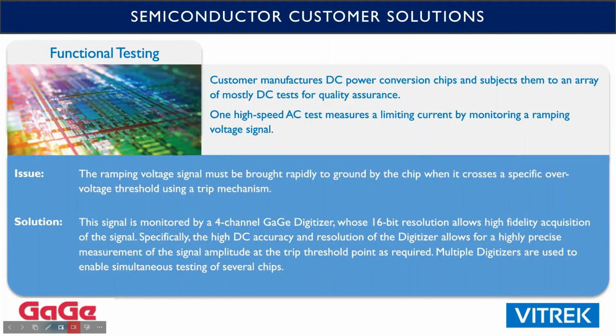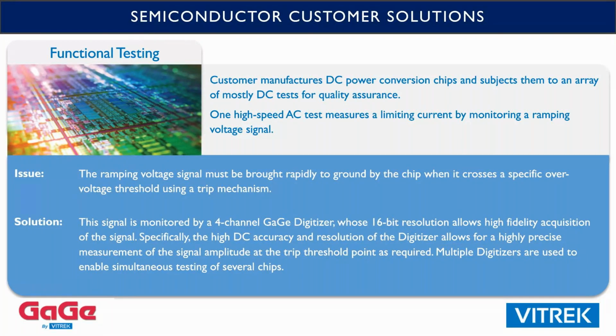Now we have a couple of functional tests. That's where you take the finished chip and put it into some sort of jig and see if it works as it's supposed to. In this case, the customer makes DC power conversion chips that, amongst other places, find themselves inside your telephone charger. Indeed, I think they brag that, not unlike spiders, you're never more than 6 inches or 12 inches or something from one of their chips, even though you might not recognize their name.